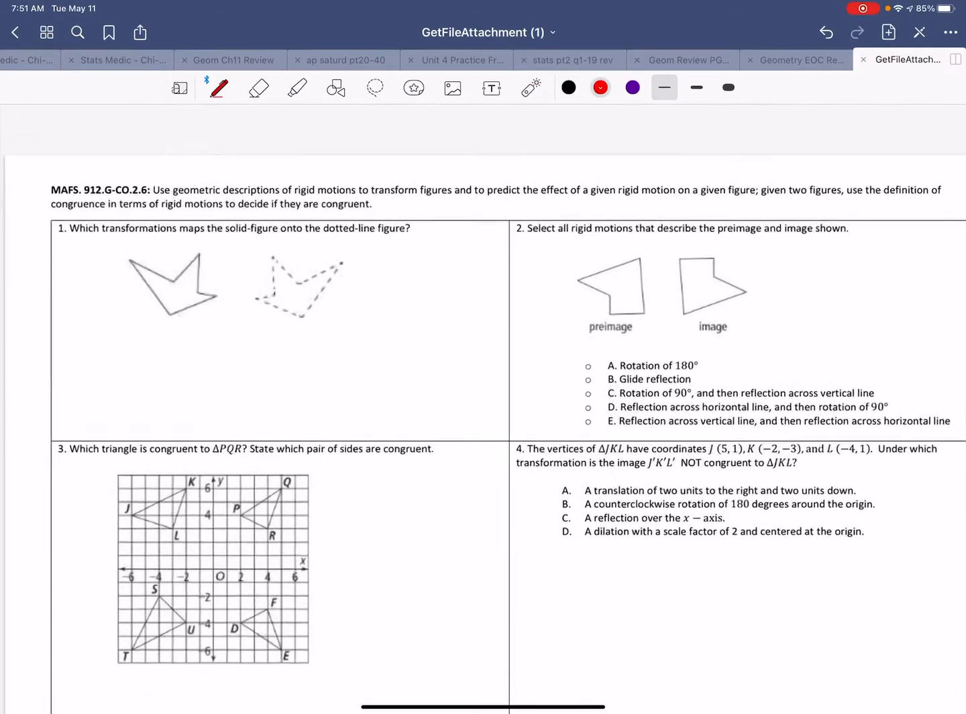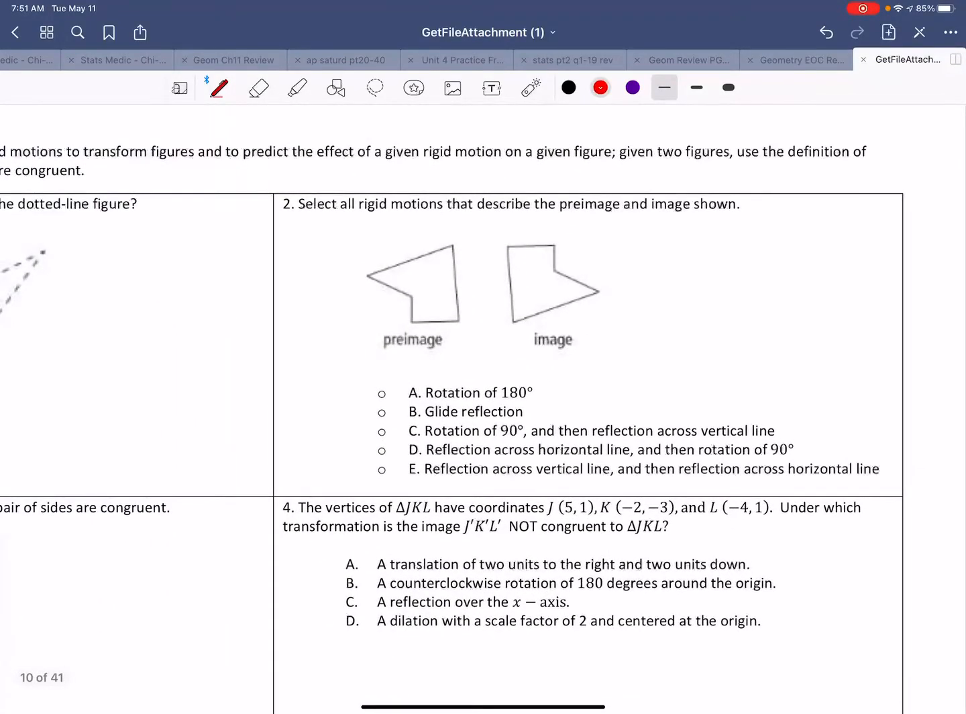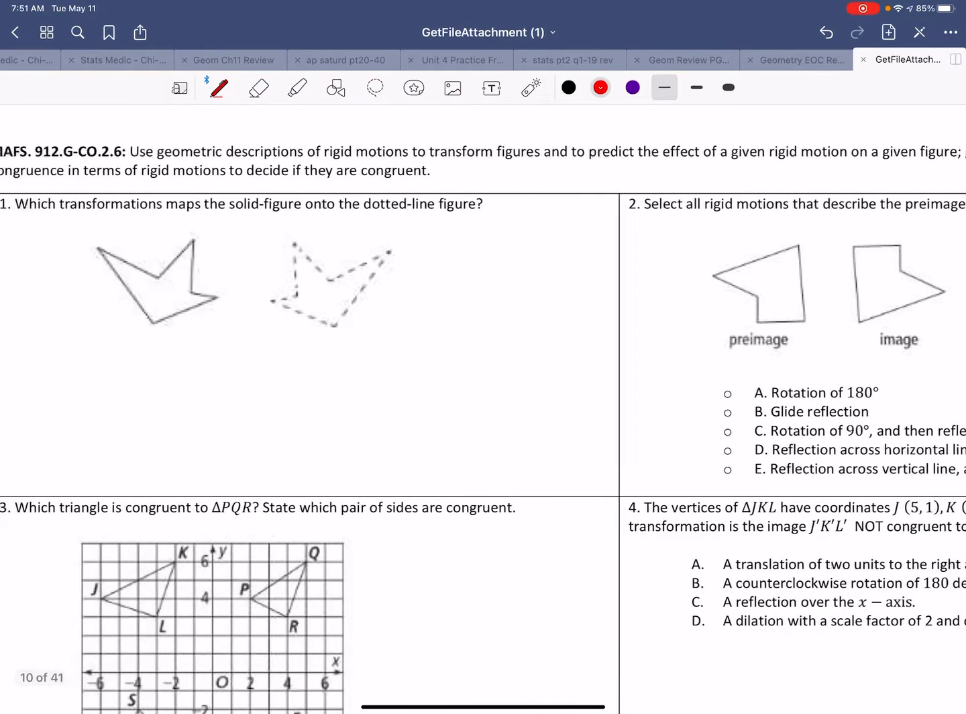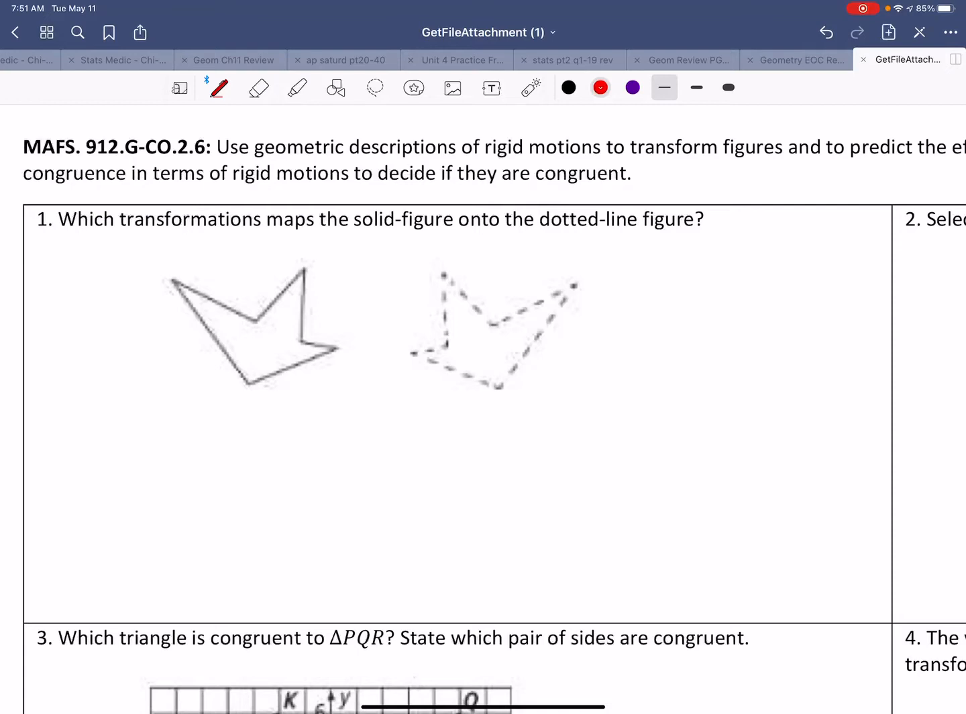So it says, use geometric descriptions of rigid motion to transform figures and to predict the effect of a given rigid motion on a given figure, given two figures, and use definitions of congruence in terms of rigid motion to decide if they're congruent.